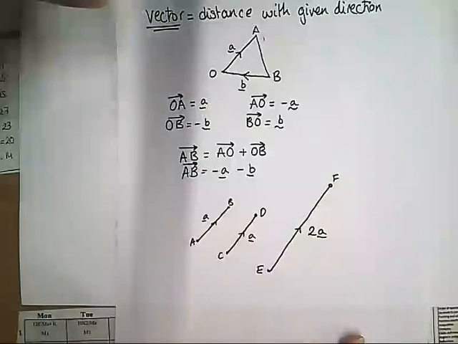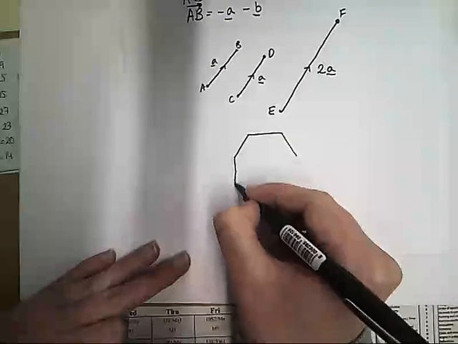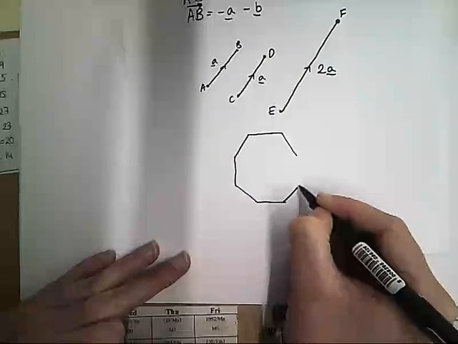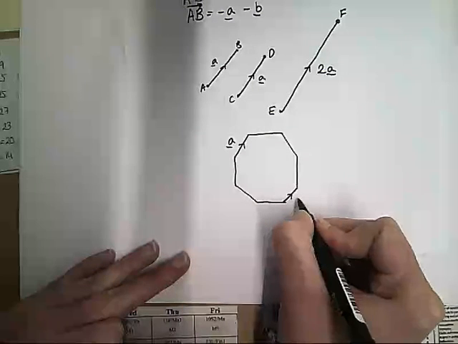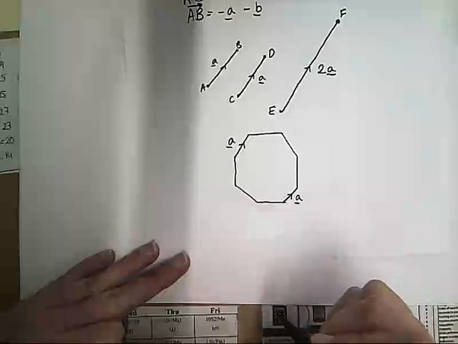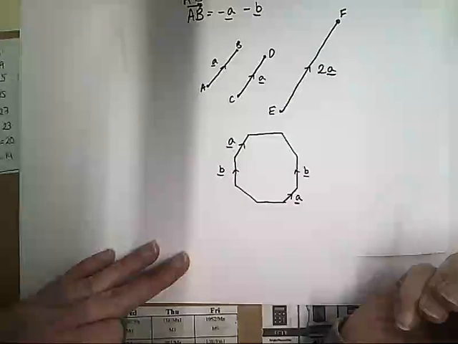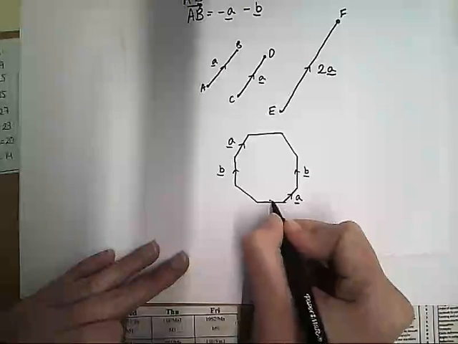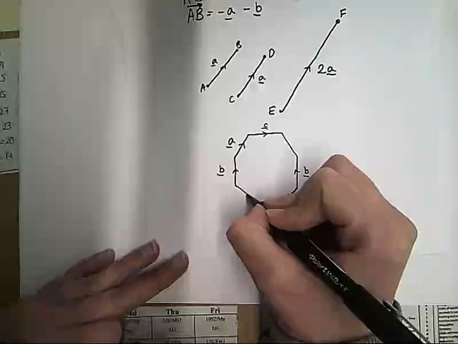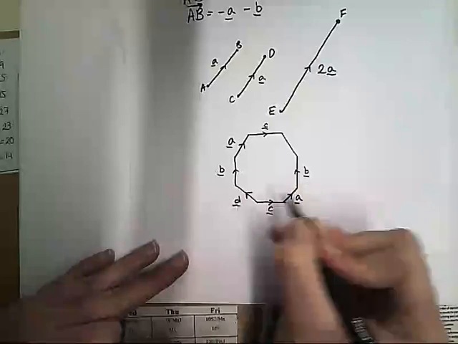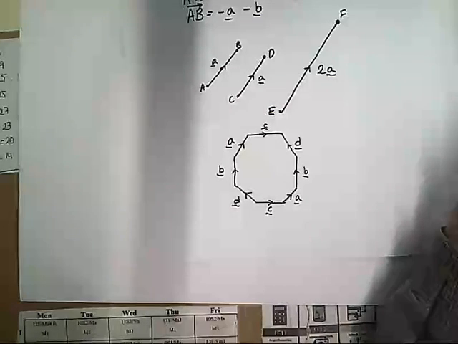Okay, so another way you can think about it is if you had a regular polygon, so let's say you had a regular octagon, I'm drawing here, might not look very regular, but it is. If this had a vector of A, then this would also have a vector of A, because it's parallel and it's the same length, because it's regular. If this had a vector of B, this would also have a vector of B, because it's parallel and the same length. If this had a vector of C, this would also have a vector of C going in the same direction. And if this had a vector of, let's call it D, this would have a vector of D in the same direction, because they're parallel and they have the same length.